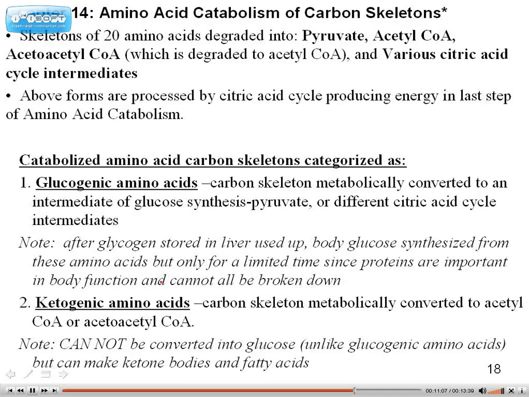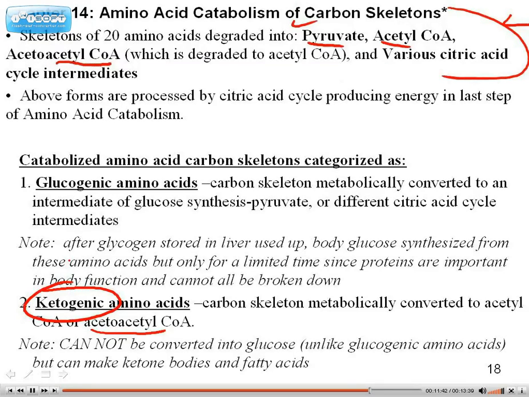Notice how we've been focusing on the formation of urea. Now we need to focus on the leftover carbon skeleton. The leftover carbon skeletons are degraded to pyruvate, acetyl-CoA, or acetoacetyl-CoA. There are other citric acid cycle intermediates, but these are the first big three. Know all of them. Now what we like to do is break them down into groups. If ultimately they form acetyl or acetoacetyl-CoA, then we call them ketogenic.